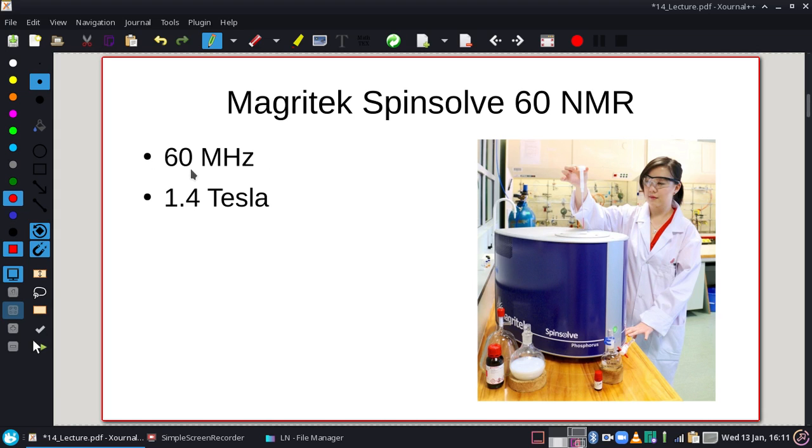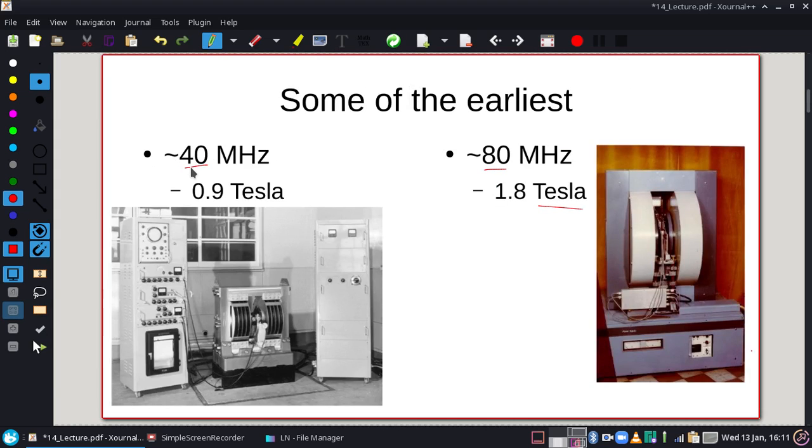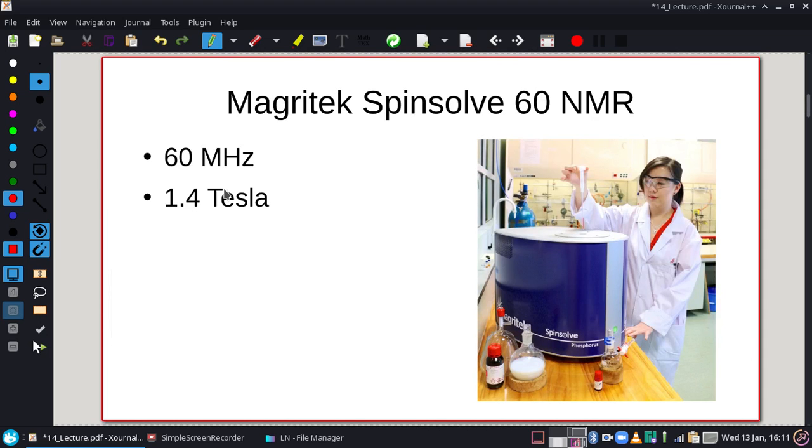And even though this is 60 megahertz, which is in that range between these two, this thing is far superior to those previous ones. It really has a lot to do with how we figured out how to make these better. It's just a much cleaner magnet, a lot nicer electronics, much better way of picking up the radio frequency. So you get a lot better results.